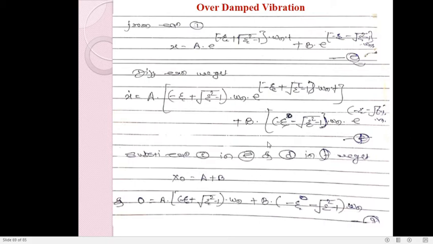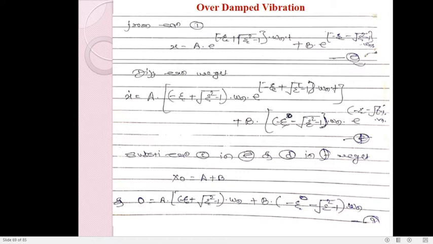So substituting C in E and D in F, we get: our condition C is, at t is equal to 0, x is equal to capital X0. So x is replaced by capital X0, and in both these terms we have to put t is equal to 0. If we put t is equal to 0, then e to the power 0 becomes 1, plus b into e to the power 0, again it becomes 1. So we could write X0 is equal to a plus b, and our other initial condition is, at t is equal to 0, x dot is equal to 0.